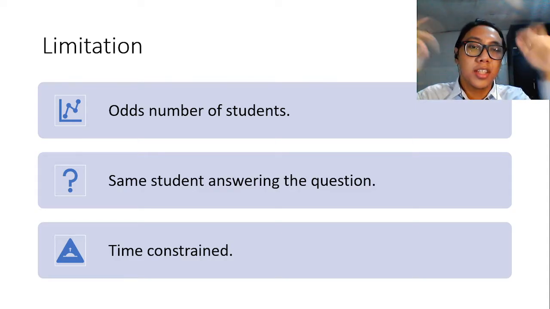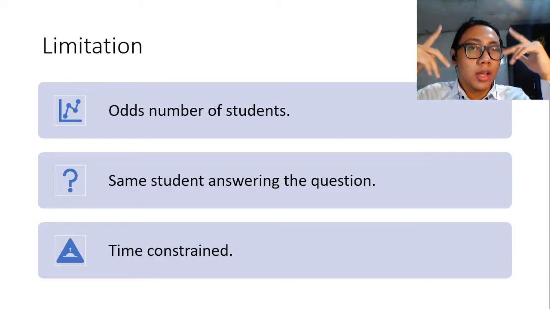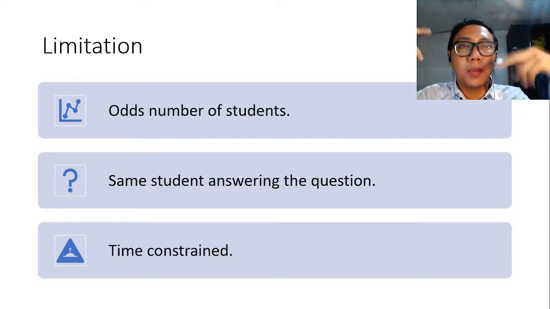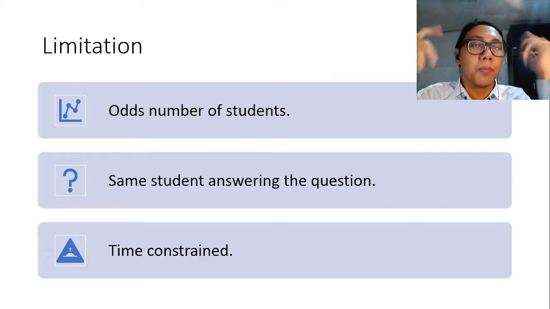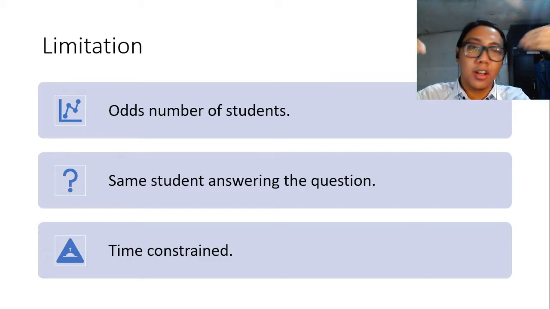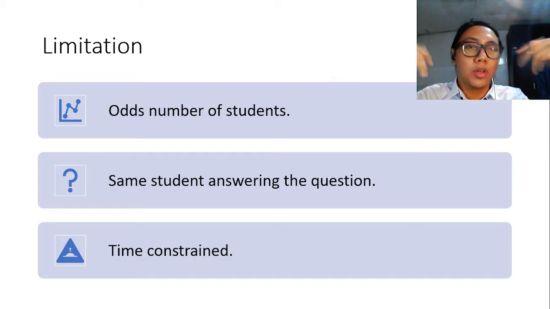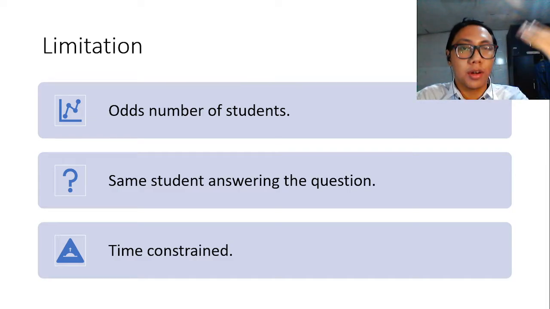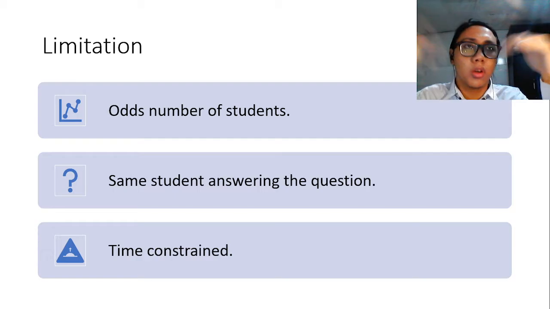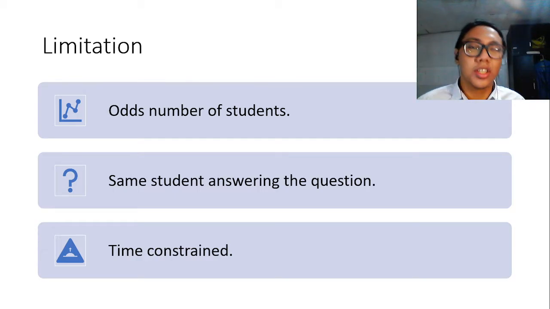The second one is the same student answering the question. Of course, this cannot be fully mitigated because it is the nature of a group game. One smart student will answer more. So in order to mitigate this, maybe we could implement a restriction on the amount of questions that he or she can give.